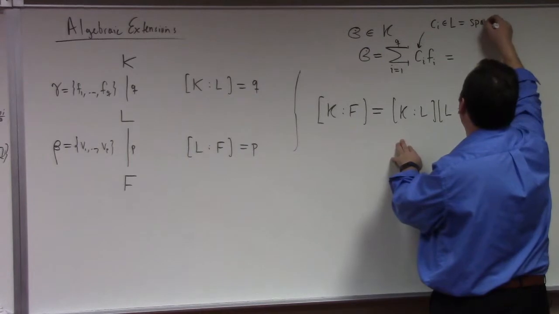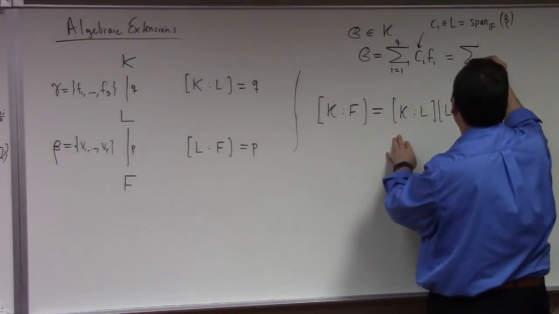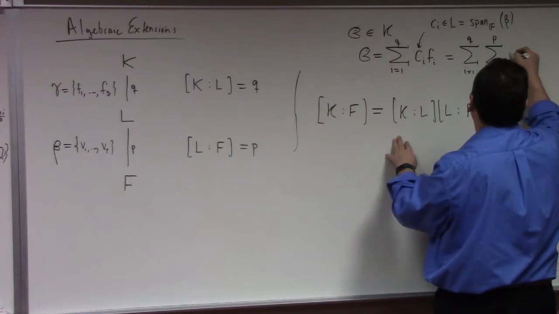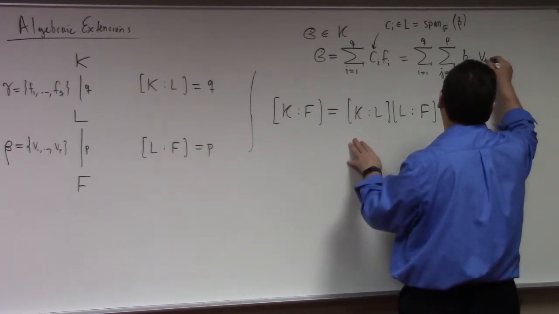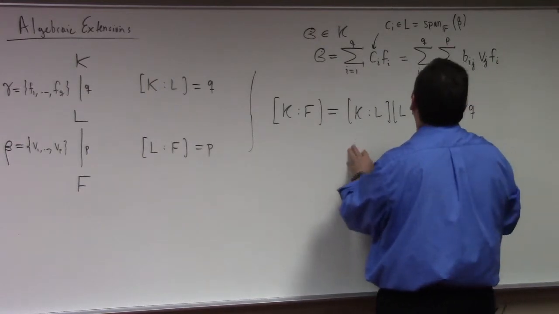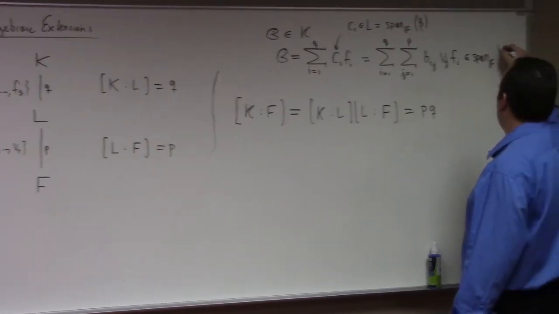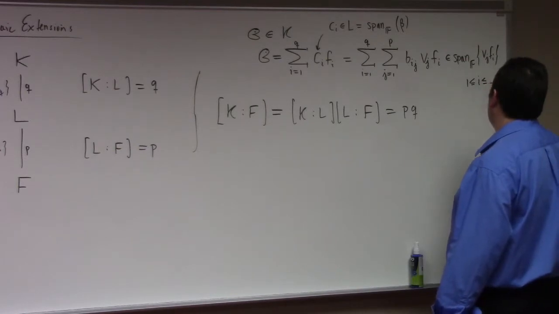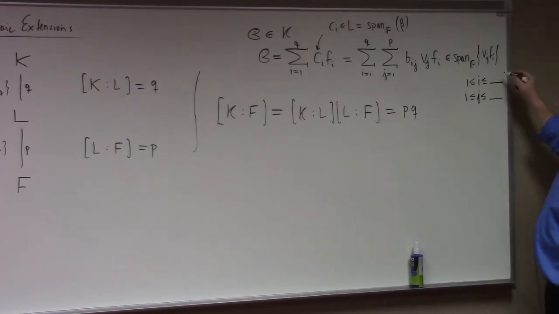And L is equal to the span over F of what? Beta. Which means we can expand c_i by a sum over j equals 1 to P of, let's say, b_ij v_j, times f_i. Of course, this is an element of the span over F of v_j f_i for 1 less than or equal to i less than or equal to Q, 1 less than or equal to j less than or equal to P. Q at the top, P at the bottom. Yeah. And then we proved, okay, so that proves spanning.